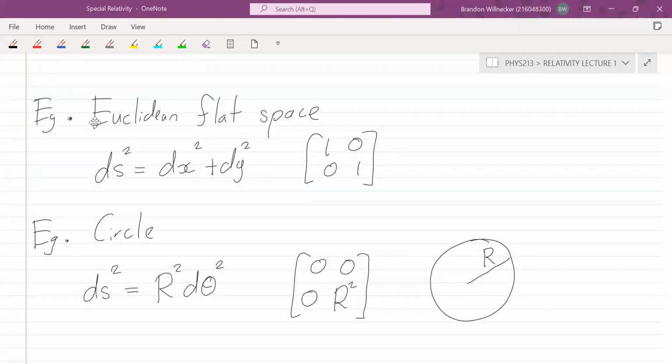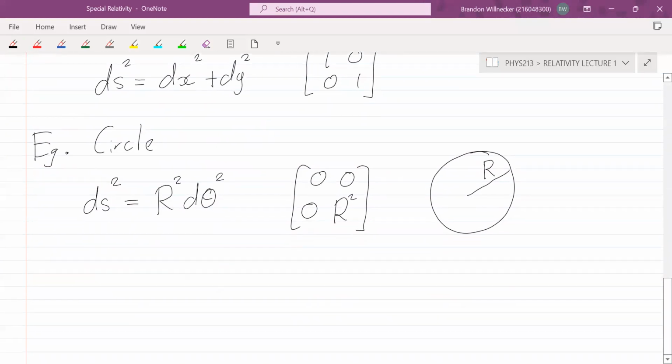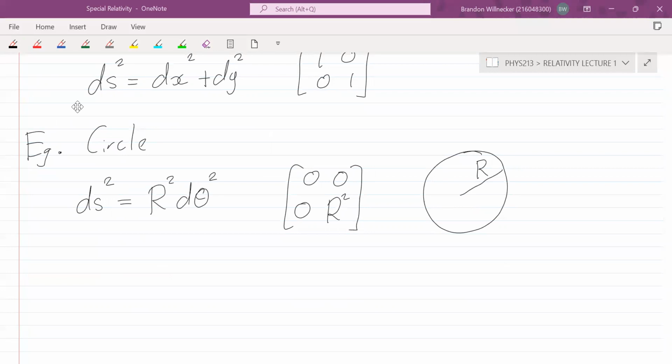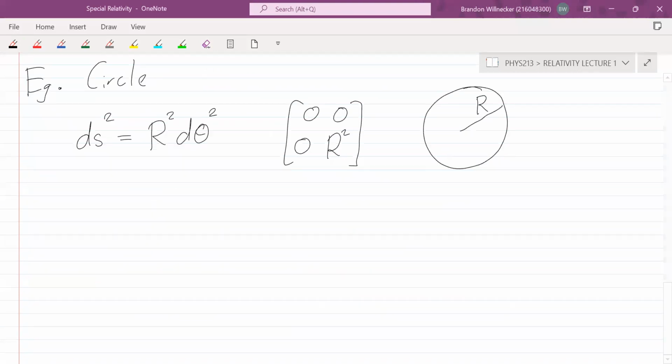Okay, so which metric do we use for flat space-time? Before we get on to that, we need to notice the differences between the old Newtonian space and time, and then this Einstein view with space and time mixed together. So let's take a look at that.